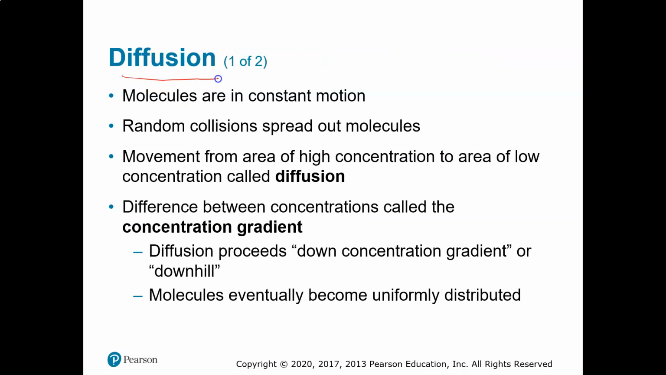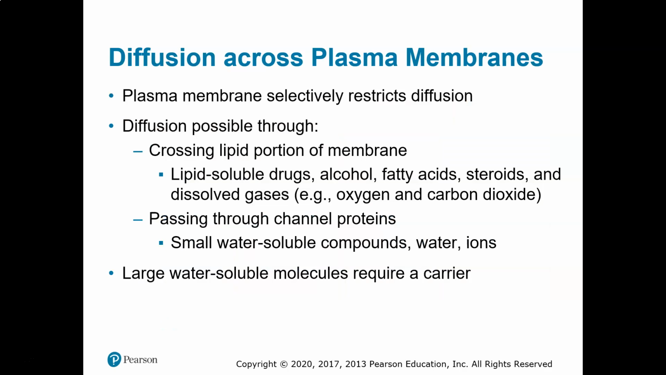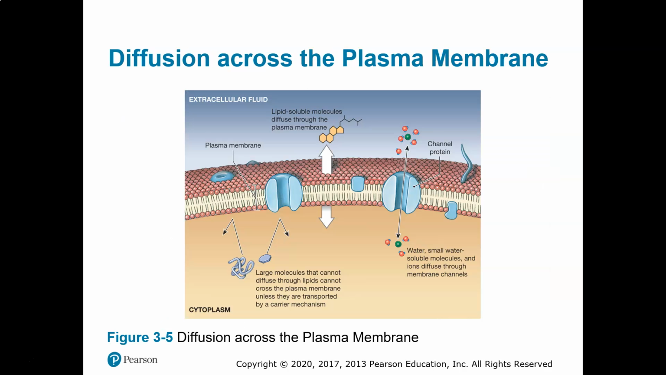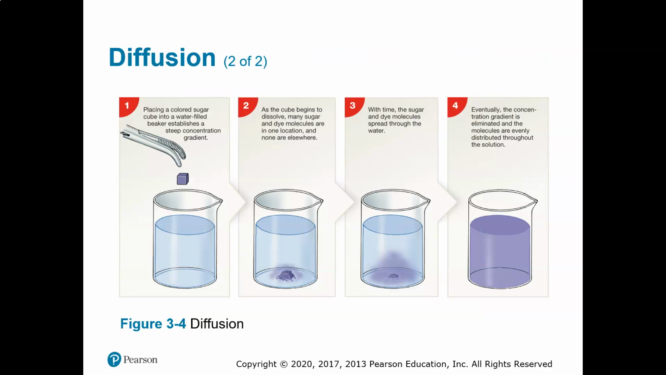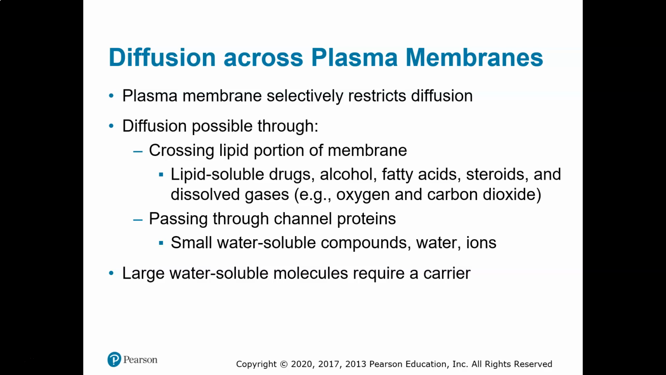Diffusion is defined as movement of a molecule from high concentration to low concentration. The difference between the concentrations is called the concentration gradient. The concentration gradient is simply a concentration difference. So if this is the cell, maybe I'll have a picture. This is diffusion across the plasma membrane. This is just showing you diffusion of dye in a beaker of water, but we're actually focusing on diffusion across the plasma membrane.